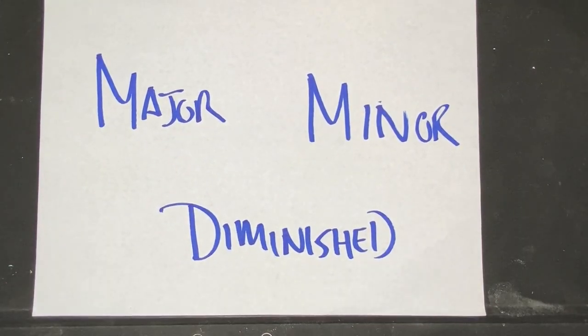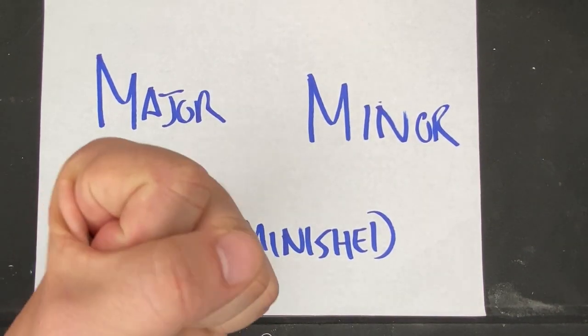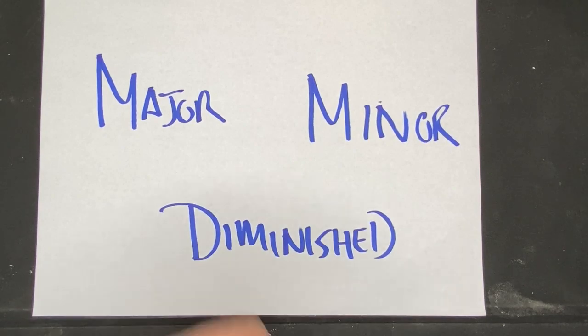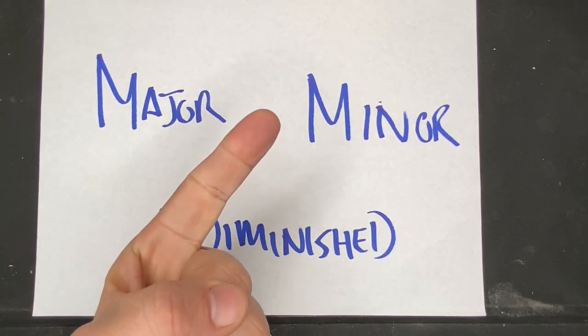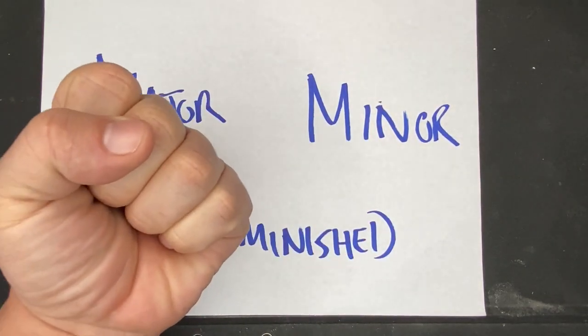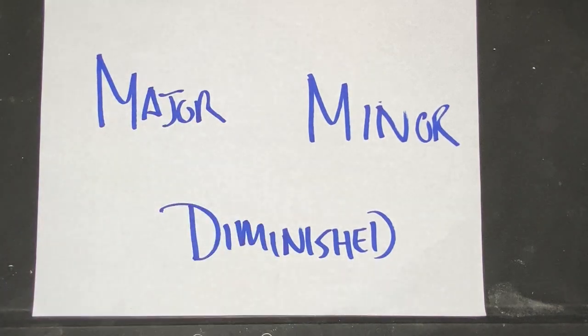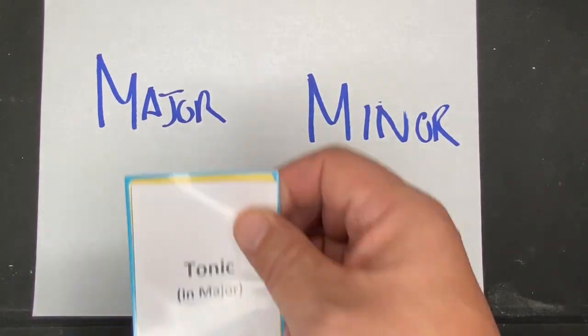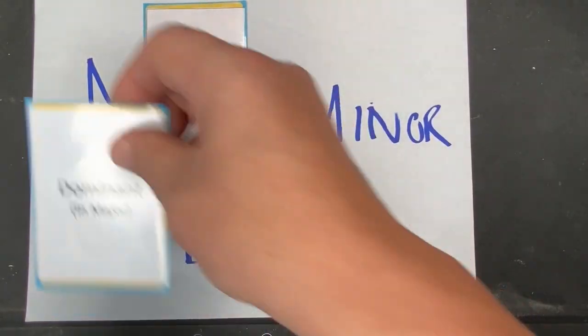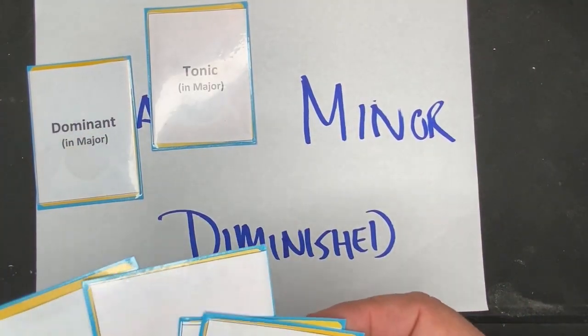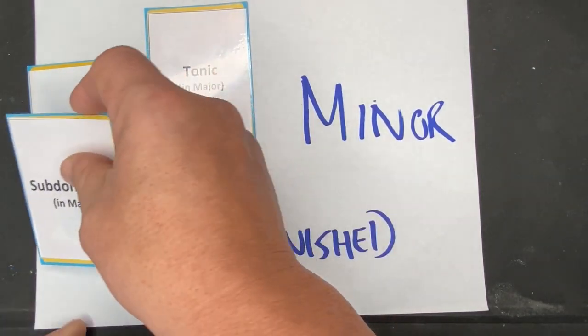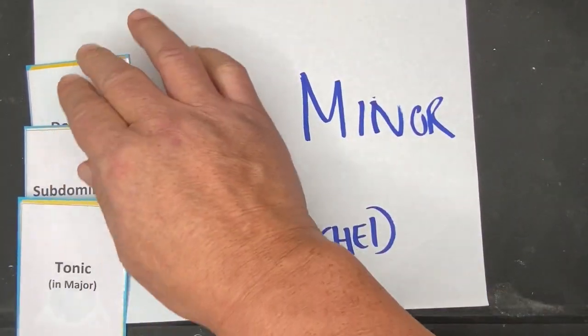So which ones of these are major and which ones of these are minor? So the power chords are major. That's 1, it's the tonic, 5, the dominant, and 4, the dominant from below. Those are all major. So let's find those. Tonic, dominant, and subdominant. These are the ones that are major.